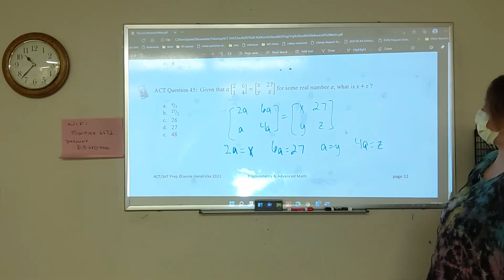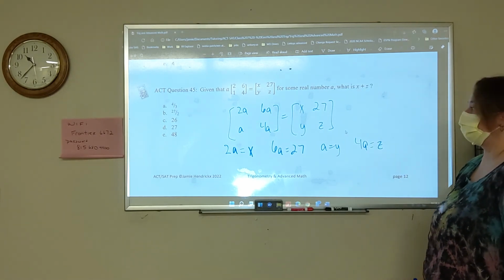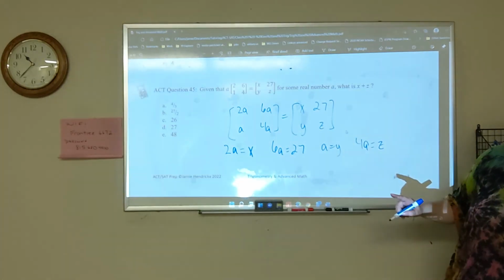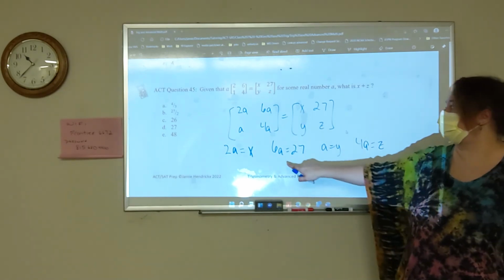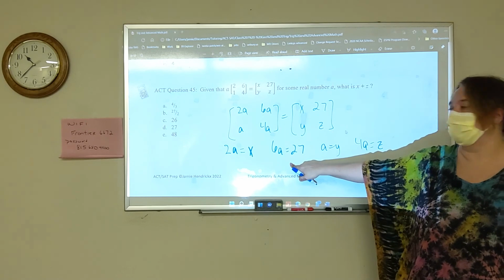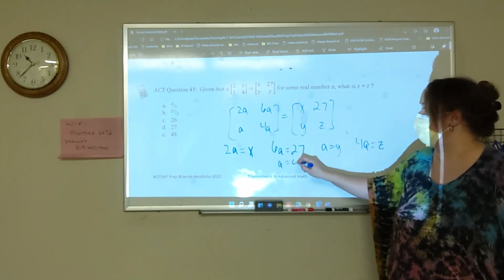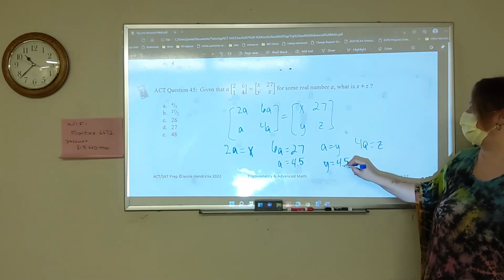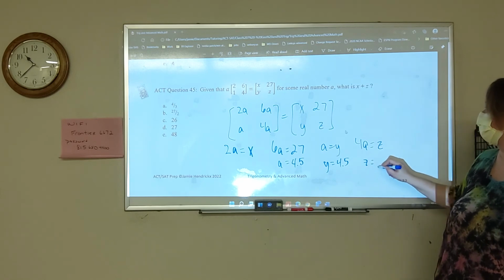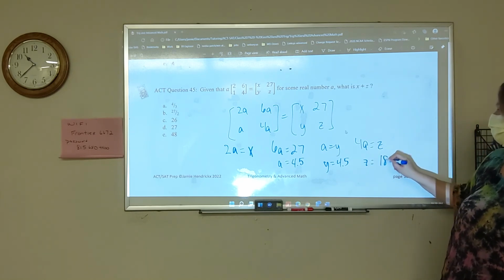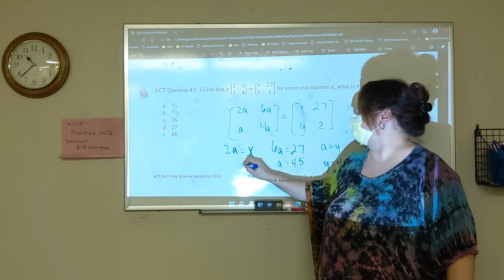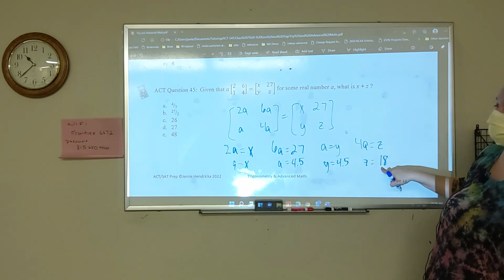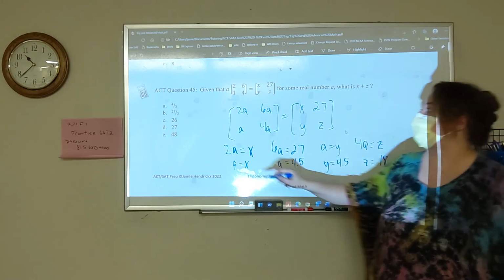Now they want to know what x plus z is. Well, I got to solve for those first. So I have 4 equations here, and I'm going to solve this a smart way. I'm going to look for which one is actually going to give me a number. 6A equals 27, I can get the value of A. Divide both sides by 6, A is going to be 4.5. Which makes y also 4.5. It makes z equal to 18, and x equal to 9. And then they wanted to know what x plus z was. x is 9, z is 18. 9 and 18 is 27.